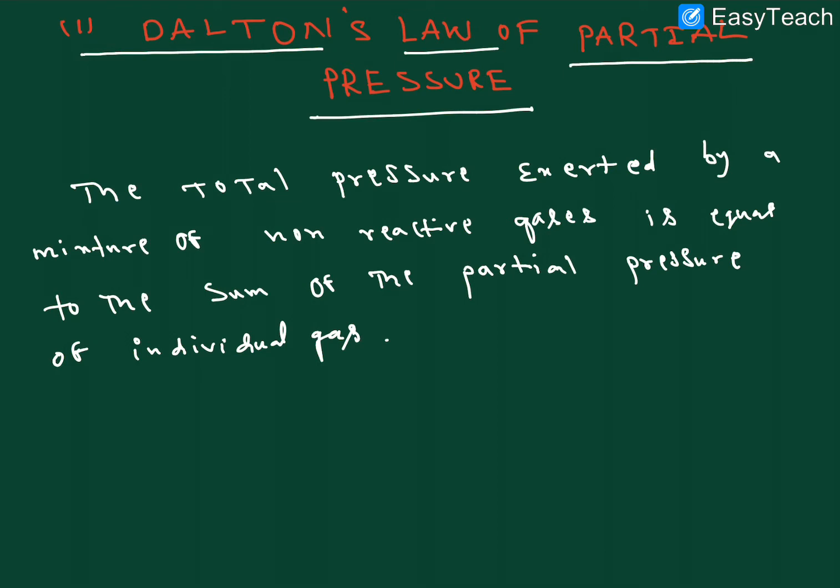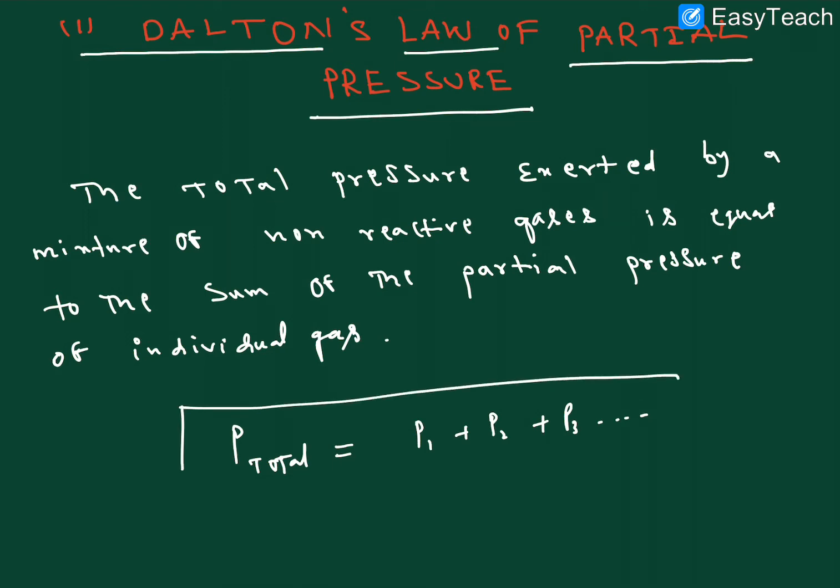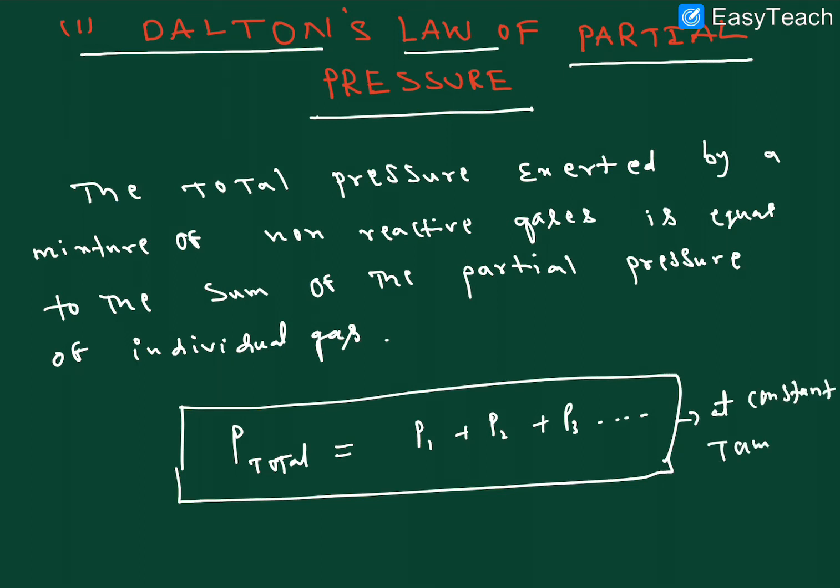So this is the information given by Dalton. What he finally explained is that the total pressure is equal to the sum of the partial pressures of the individual gases, for example P1, P2, P3 and so on. I hope it is clear. This holds at constant temperature and volume.